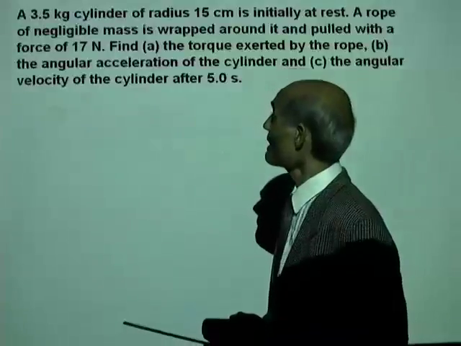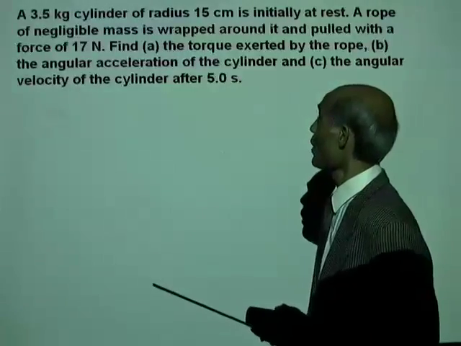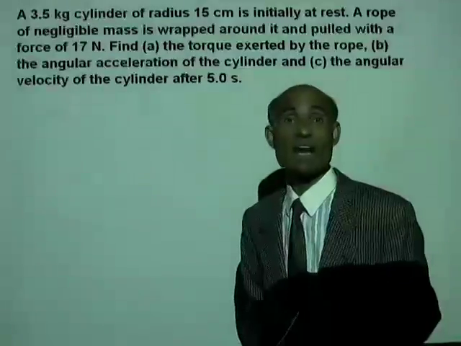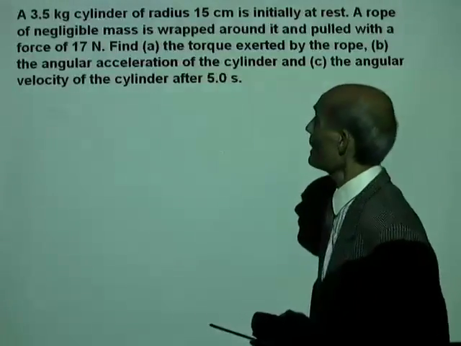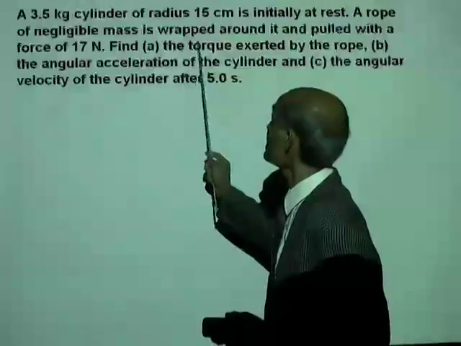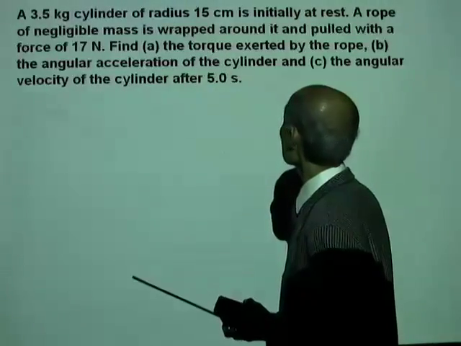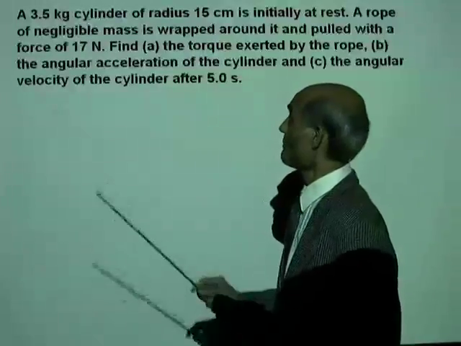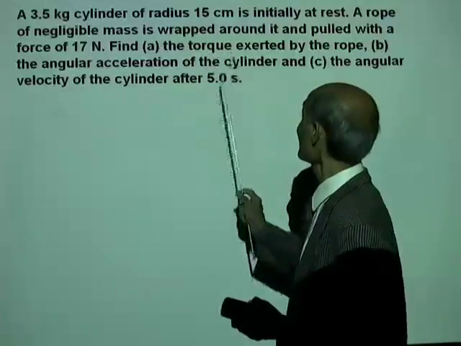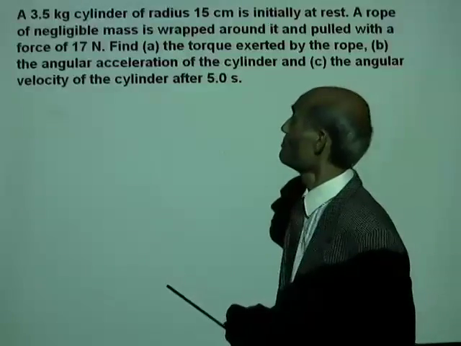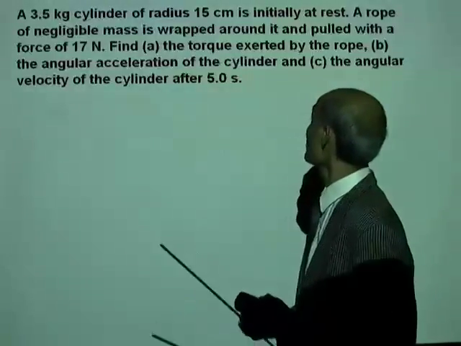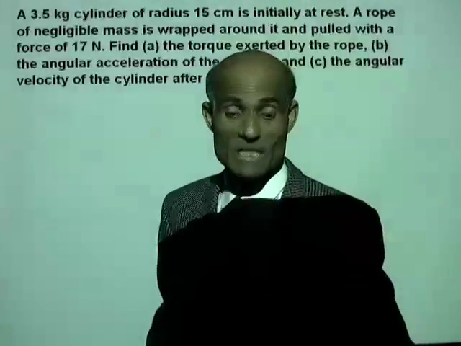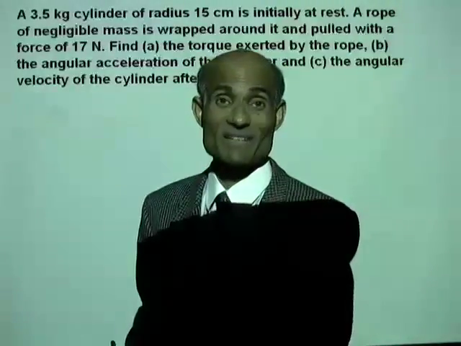A 3.5 kilogram cylinder of radius 15 centimeter is initially at rest. A rope of negligible mass is wrapped around it and pulled with a force of 17 Newton. Find A, the torque exerted by the rope, B, the angular acceleration of the cylinder, and C, the angular velocity after 5 seconds.